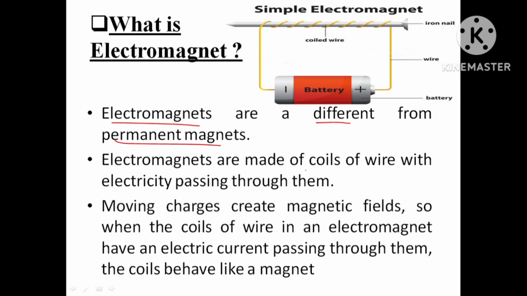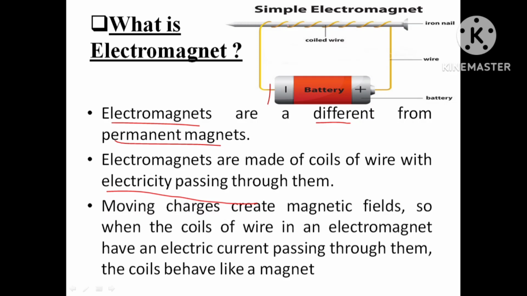Electromagnets are made of coils of wire with electricity passing through them. This is a simple electromagnet, where by using this battery we are supplying a current through this coil to this iron nail. So this iron nail will behave as an electromagnet when the current is attached to it. When we disconnect this current, it will behave as a normal conductor.